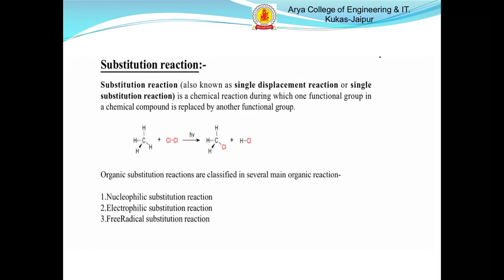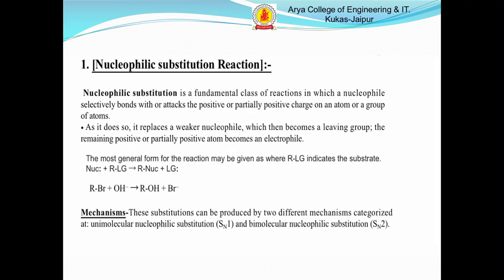Organic substitution reactions are classified in several categories: nucleophilic substitution reaction, electrophilic substitution reaction and free radical substitution reaction. Firstly, we will define the nucleophilic substitution reaction. The short term for nucleophilic substitution reaction is SN reactions. SN reactions are of two types, SN1 and SN2. Firstly, this is the mechanism. We have two types, SN1 and SN2.